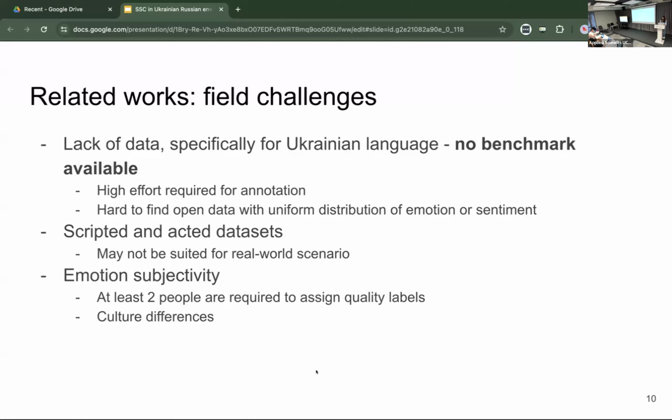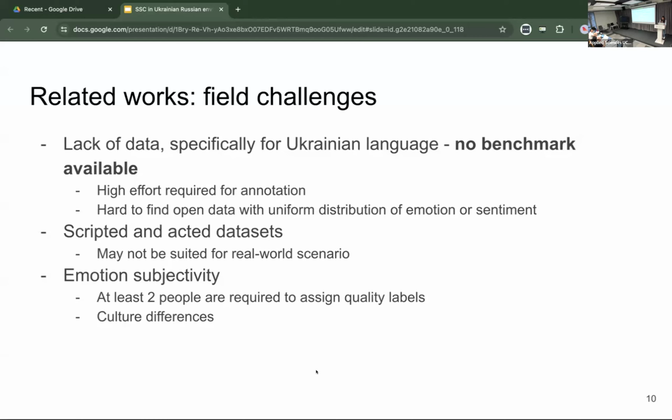This happens because of the high effort required for the annotation, because each utterance has to be labeled by emotion, and most of the time they are also required to have the transcription. Another case is that it's hard to open data with uniform distribution of emotion sentiment. Therefore, the research datasets are often scripted and acted. Therefore, they may not be suited to the real world scenario because the emotions there are very, very pure.